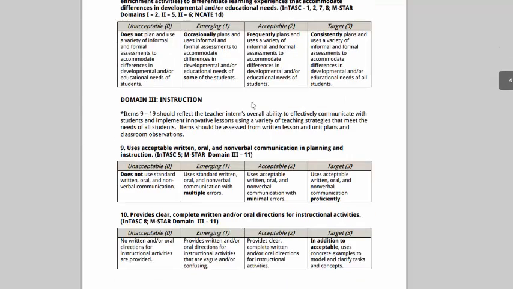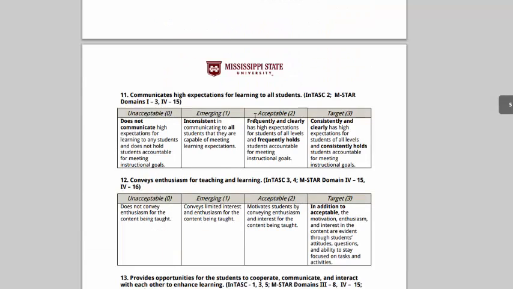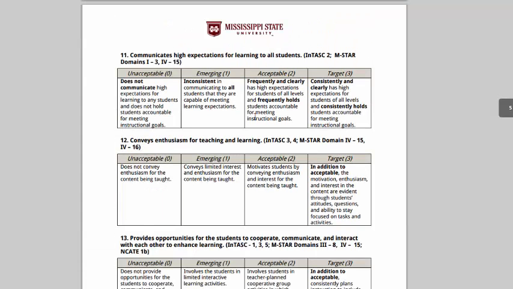As you scroll down, you'll see Domain 3 is about instruction. Uses acceptable written, oral, and nonverbal communication. Provides clear, complete written and or oral directions. So when you get into Domain 3, you're really looking at the actual teaching that the person is doing. Communicates expectations for learning to all students. Conveys enthusiasm for teaching. Number 12 actually is pretty easy to measure.